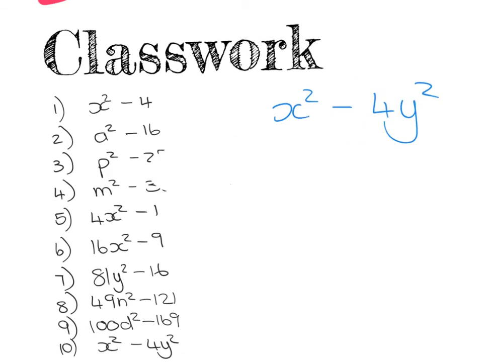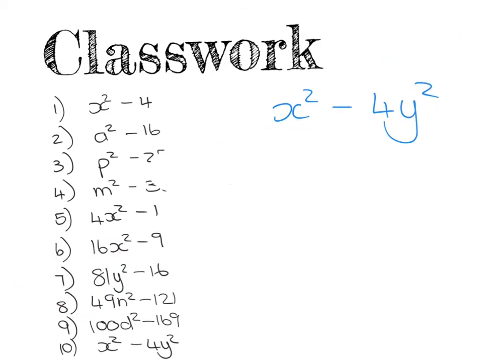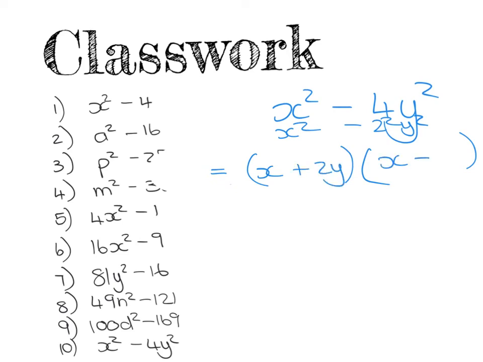Okay, now we've got the last one, x squared minus 4y squared. Stop the video now and do this one quickly. Okay, this is quite an easy one. This is x squared minus 2 squared y squared. So it's x plus 2y, x minus 2y. You're now ready to go try the homework. Do the homework. I will send you a memo.